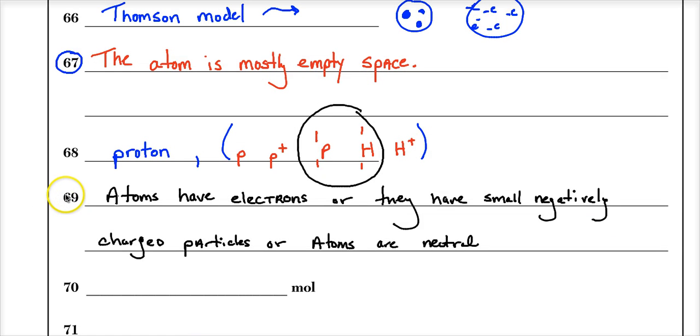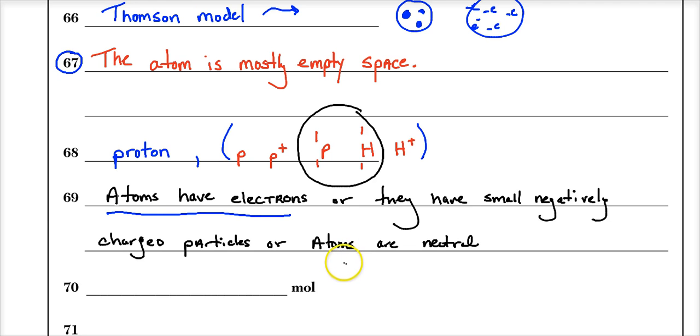So I wrote for number 69, atoms have electrons. I mean, it's just that simple. Atoms have electrons. Both of those questions ask for one way in which the Bohr model agrees with the Thomson model. Both of them use electrons. They have electrons. And you could say they both have small negatively charged particles, which are the electrons.